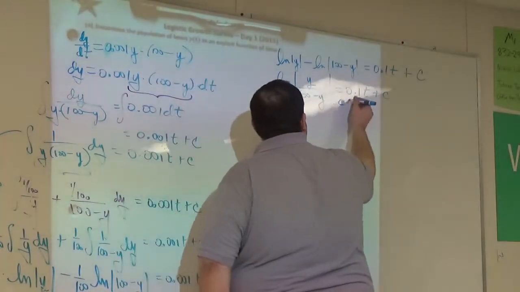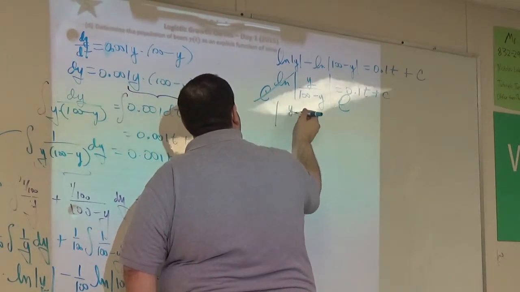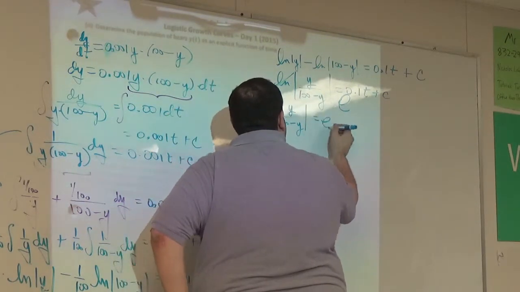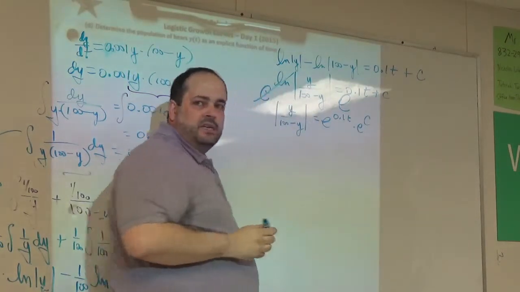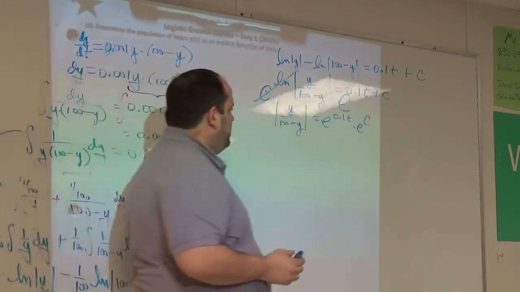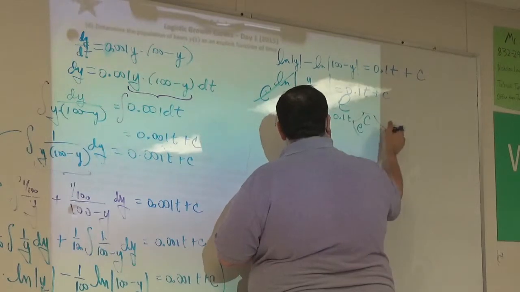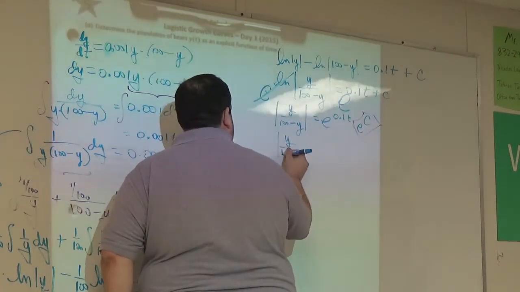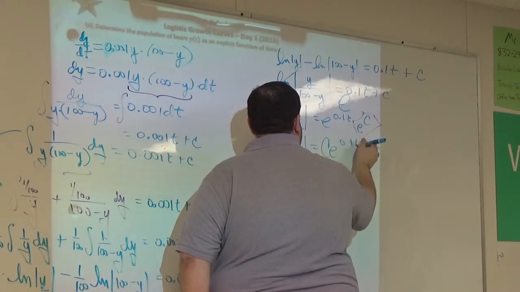So we exponentiate both sides. E and the ln are inverses. Absolute value of y over 100 minus y equals e to the 0.1 t times e to the c. I think we've done this enough that you should be comfortable with that part. And e to the c is really just my friend Super Charlie here. So the absolute value of y over 100 minus y equals c e to the 0.1 t.